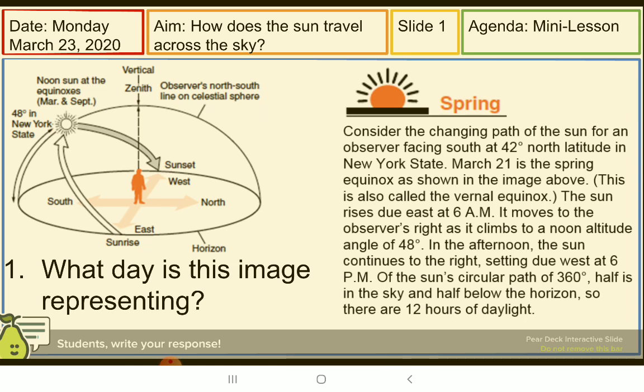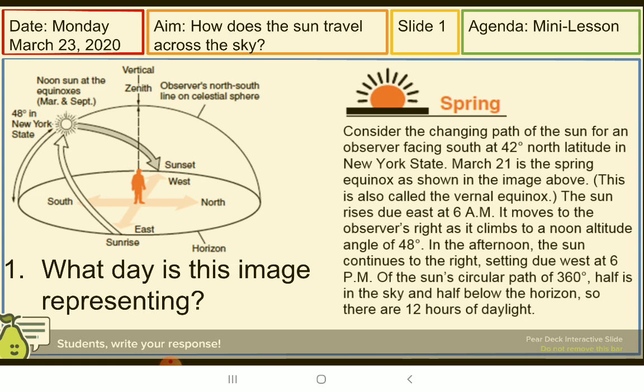We're going to start with spring. So consider the changing path of the sun for an observer facing south at 42 degrees north latitude in New York State. So you go out in the middle of the street. There shouldn't be any cars out right now, so go out in the middle of the street. Don't leave your house. But imagine you did that, and you are looking directly south. This is what the image is showing you. March 21st would have been 2 days ago for you. March 21st is the spring equinox as shown in the image to the left. This is also called the vernal equinox.